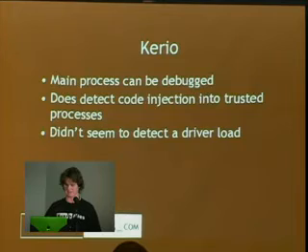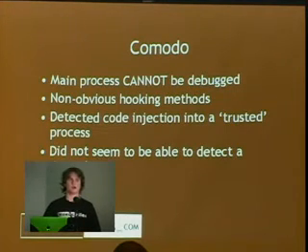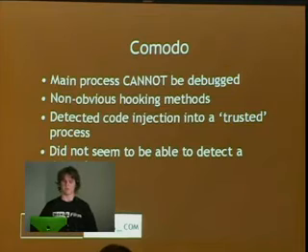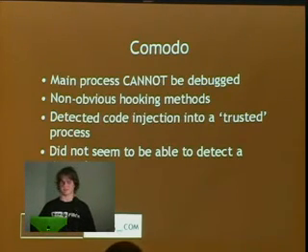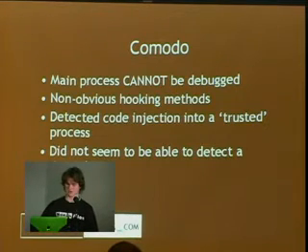Another firewall I evaluated was Comodo. The main process cannot be debugged, and it does have non-obvious hooking methods, which is a big plus. It also did detect code injection into a trusted process. But the killer here is it didn't seem to be able to detect a driver load, so we can still own it.